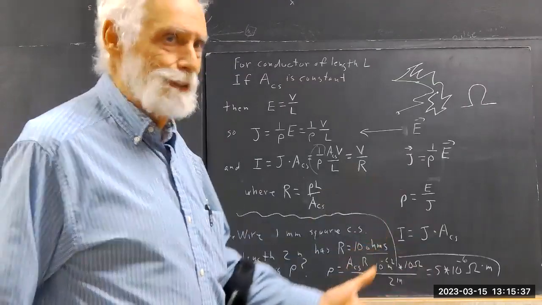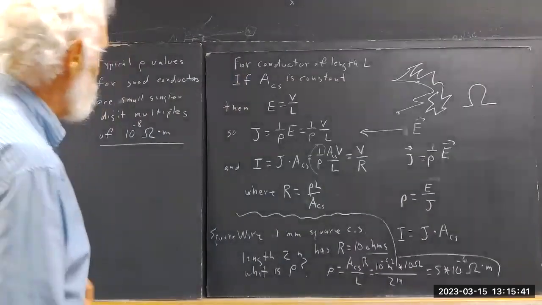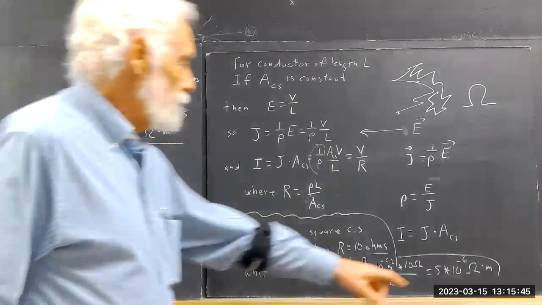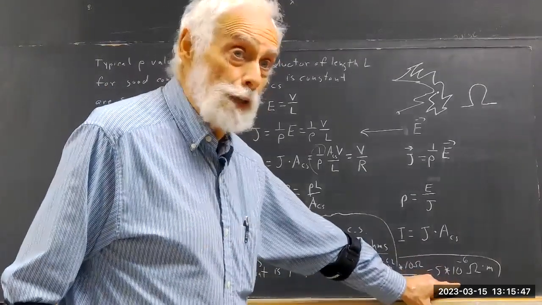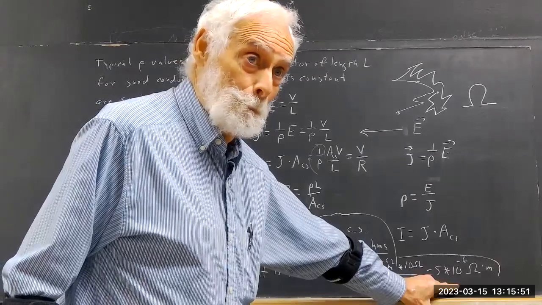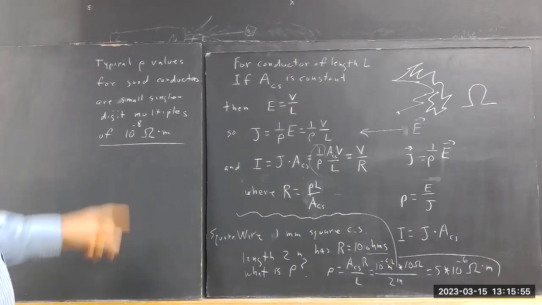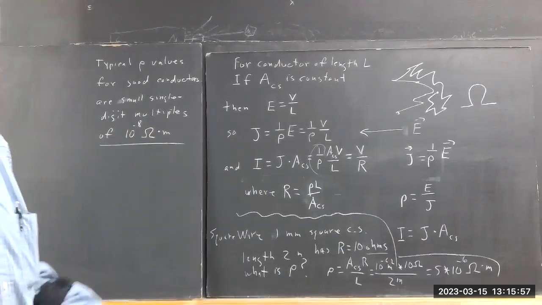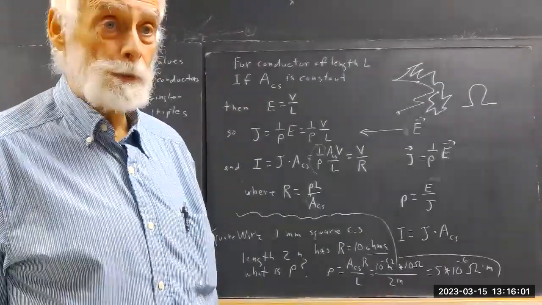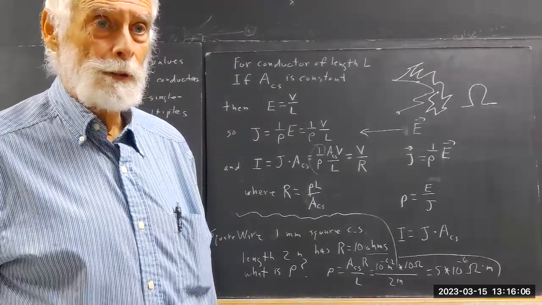It isn't all that close, but it's in the right ballpark. Okay, now typical resistivities are about 1/100th of that, which would be a 10 to the negative 8. Resistivities of good conductors are in small single digit multiples of 10 to the negative 8 ohm meters. I think 2 times 10 to the negative 8 for copper, silver, gold, something in that.